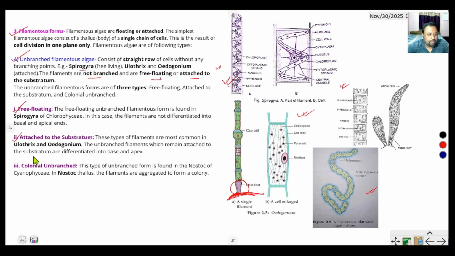Substratum attached. And colonial unbranched form, this type of unbranched form is found in Nostoc. This is also unbranched. All of these algae, like Spirogyra, Oedogonium, Ulothrix and Nostoc, are unbranched algae, unbranched filamentous containing trichomes.